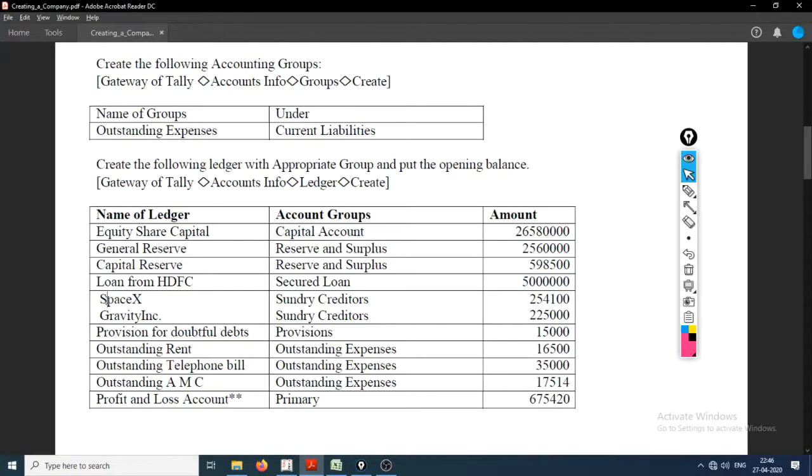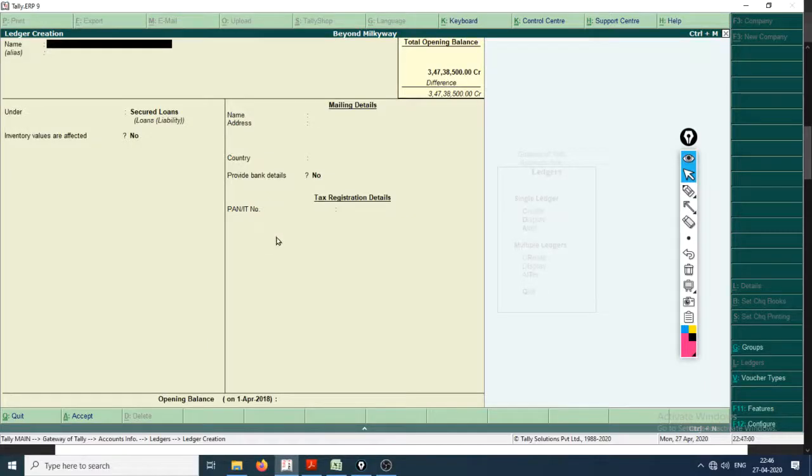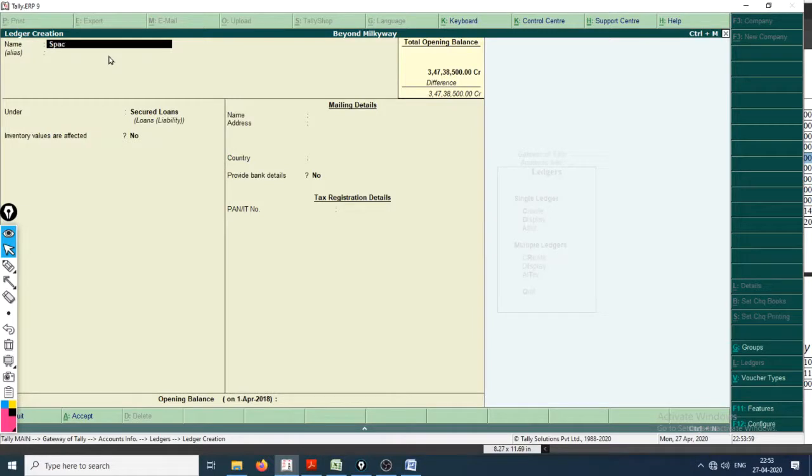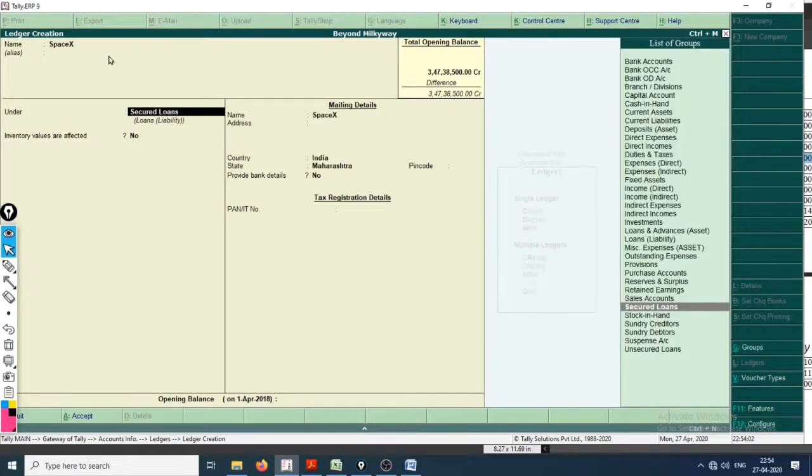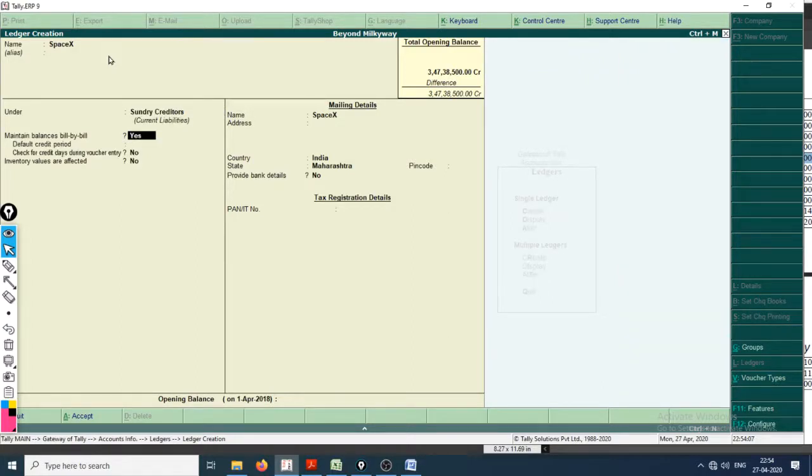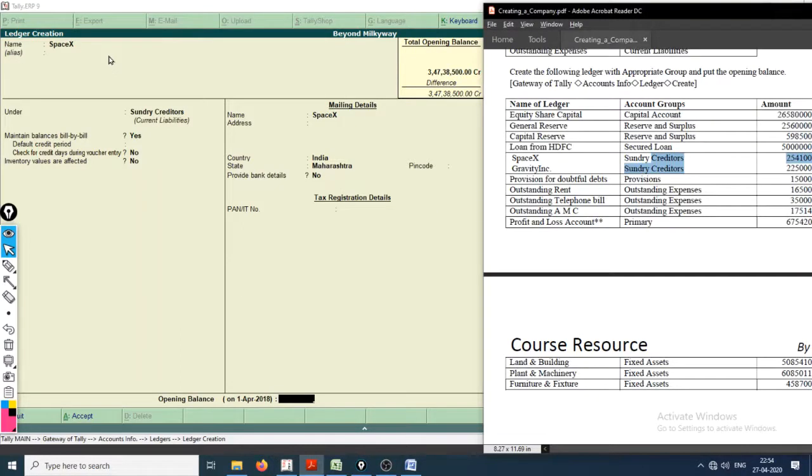The fourth one is SpaceX and Gravity Inc. Who are they? They are our creditors. This means we buy raw materials from them. So creating the ledger of SpaceX, and SpaceX is our supplier, hence he is our creditor. We need to pay him, hence the amount is due. Enter. The amount is 2541 triple zero.